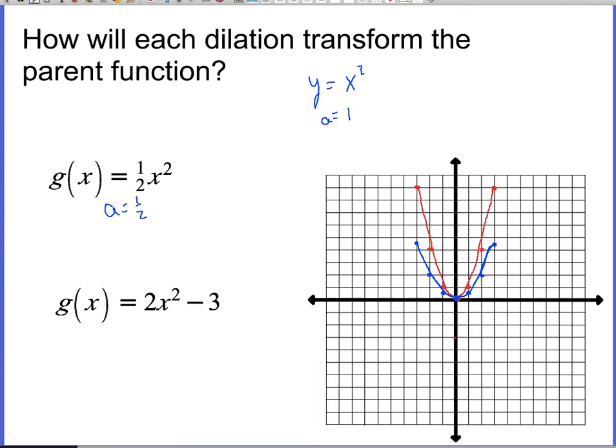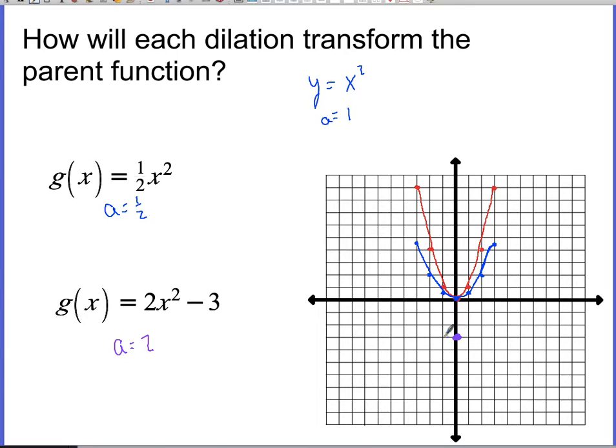Switch colors again here to a new color. And this one has an A value of 2. So this one's going to grow twice as fast as my parent function did. Where my parent function grew 1, this one's going to grow 2. Where my parent function grew 3, this one's going to grow 6 because the growth rate is doubled. But this one also has a vertex shift. We have a translation of -3. So we're going to put our vertex at down 1, 2, 3, right there.